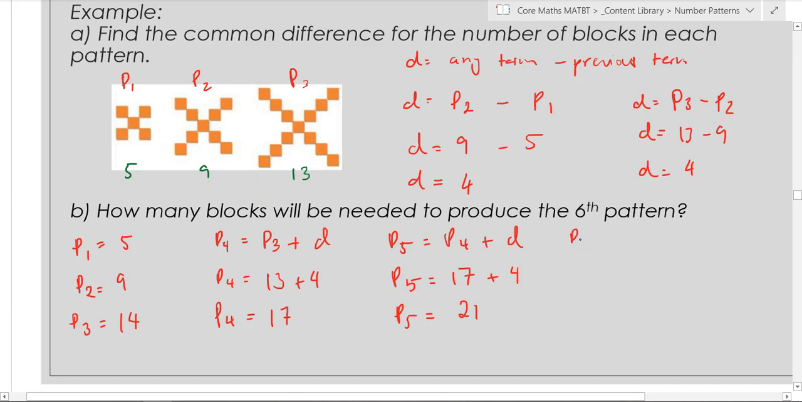Okay, so P6 should be P5 plus the common difference. So P6 should be 21 plus 4. Therefore, P6 should be 25. Therefore, on the sixth pattern, you need 25 blocks.